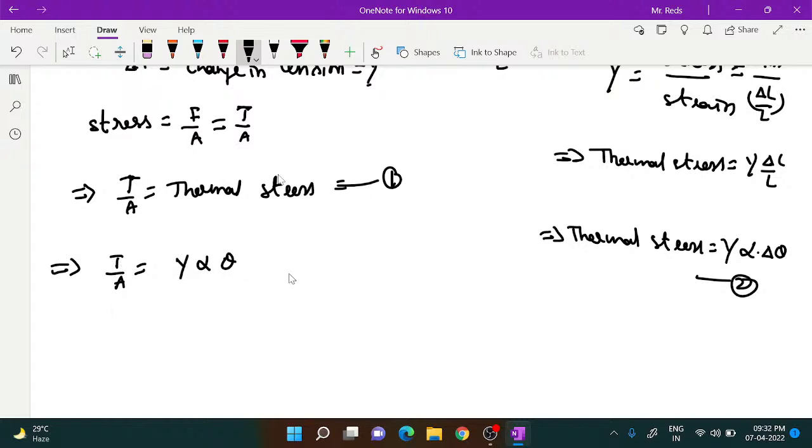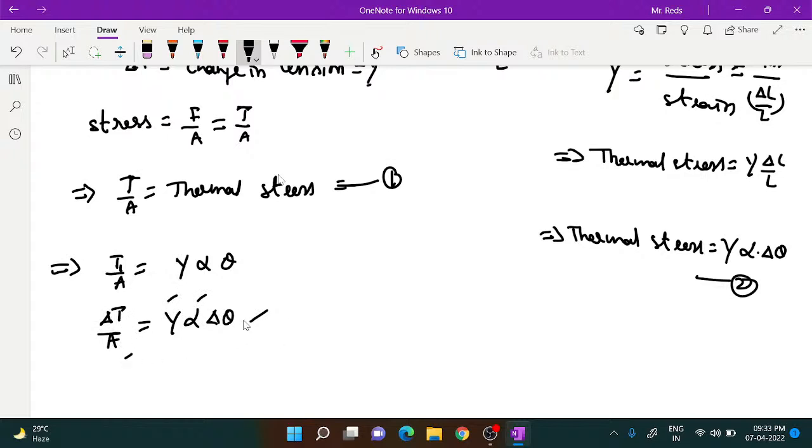So from this we can say, if theta changes, as thermal stress is the tension by area, tension also changes. Delta T by A is equal to Y alpha into delta theta. Are you getting? Delta theta is given, alpha is given, Y is given, area is also given. Change in tension can be obtained by using this relation into A.